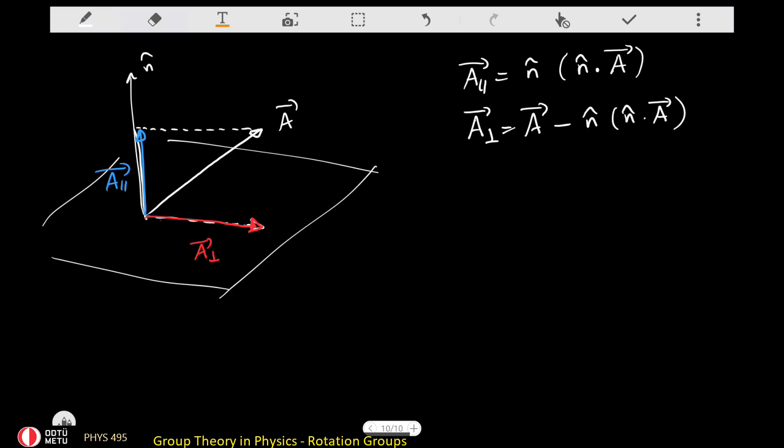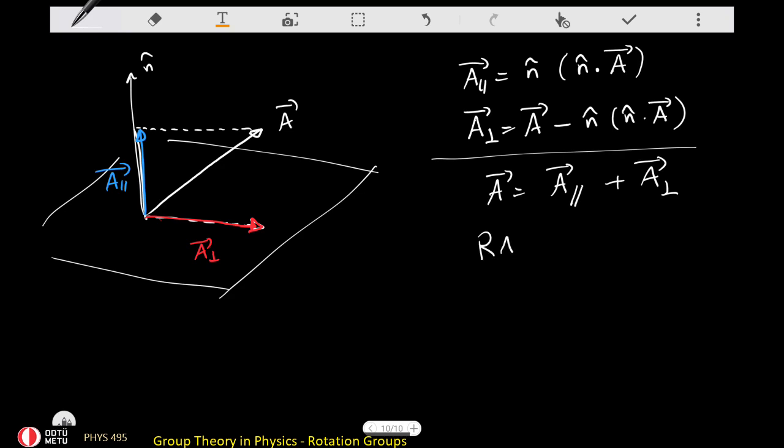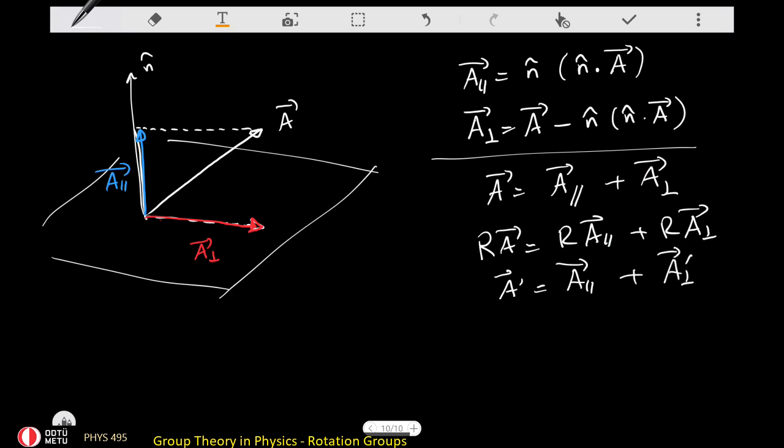So I know that vector A is a sum of the parallel component and the perpendicular component. And if I rotate the vector A, I know that the parallel component does not change, but the perpendicular component changes. So as a result, A prime can be written as the parallel component plus a rotated perpendicular component. And once I express this, everything will be all right. For this reason, let me just do this.